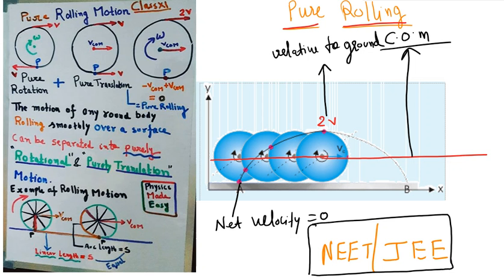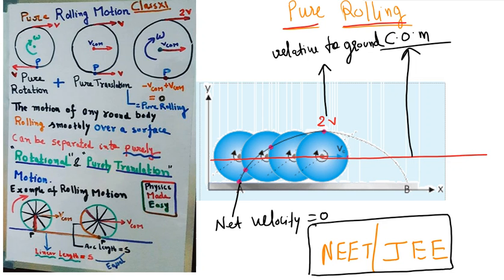Conceptually, pure rolling is nothing but a mixture of two motions: one is rotation around the axle, and the second is pure translation, which is linear motion. Now, the key characteristic in the case of pure rolling is that when we study multiple points on the rolling body, special characteristics with regards to velocities appear.